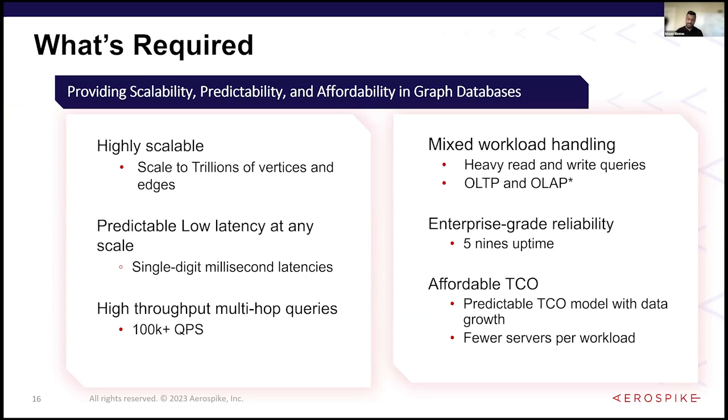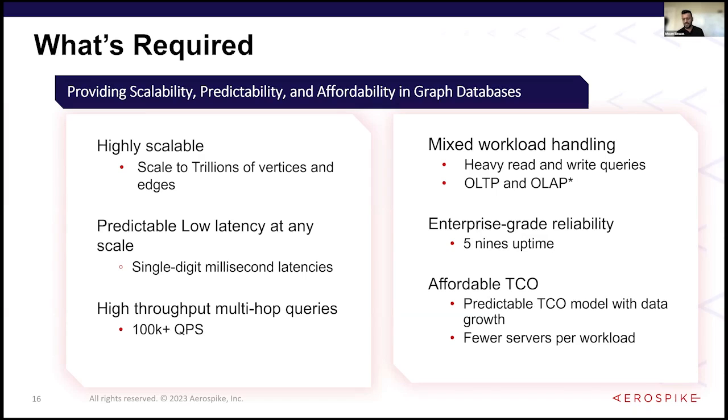Needless to say, the system also needs to have really strong reliability. This system that you're going to build, the fraud detection system, is definitely going to improve your bottom line. So you don't want there to be any downtimes in your system. You need five nines uptime. And of course, you need all of this with an affordable TCO model.